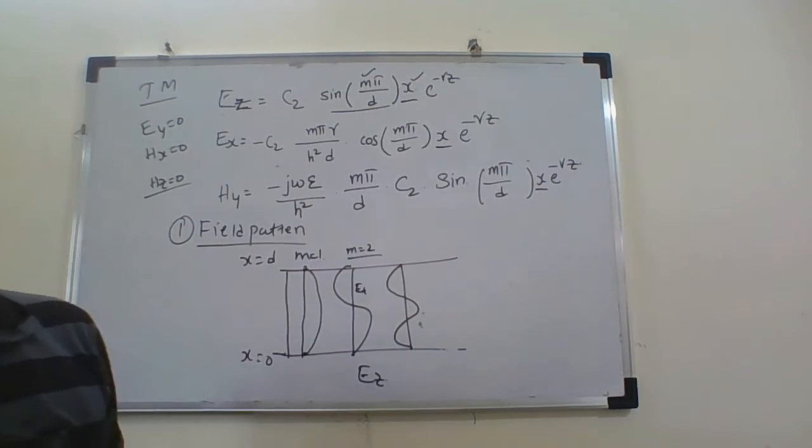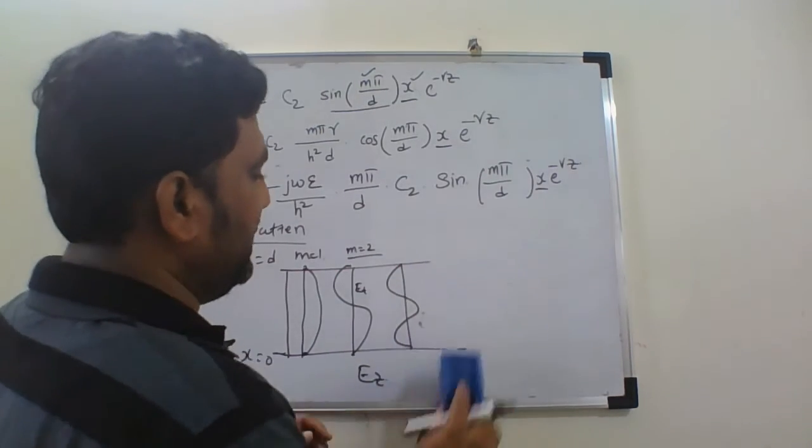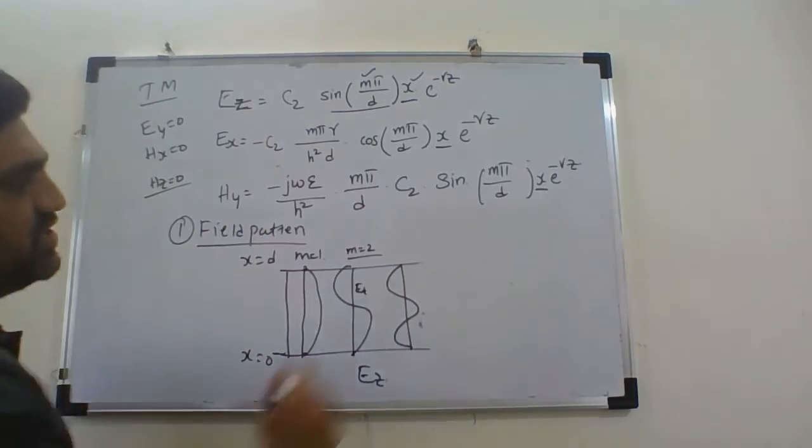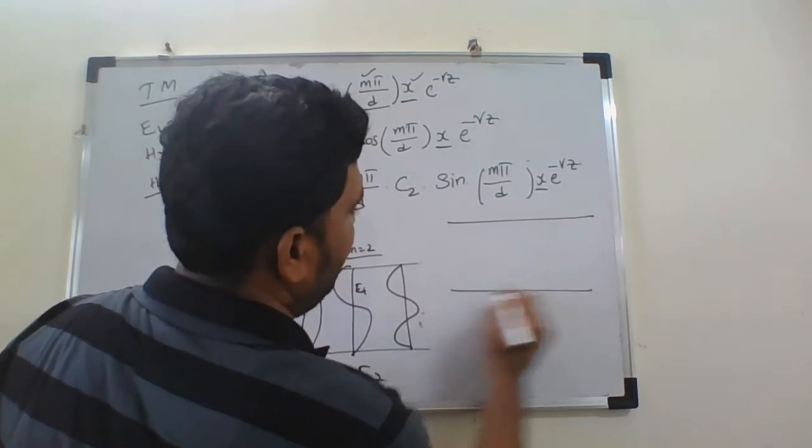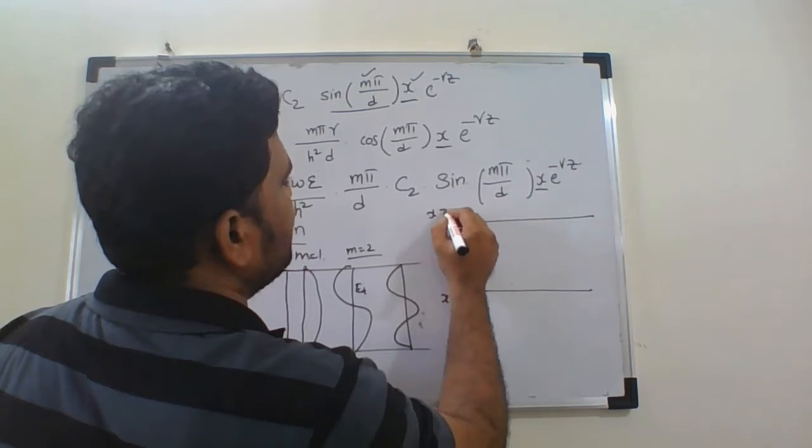Now when we look at Ex, the field pattern for Ex, this is my waveguide, x equal to 0, x equal to d.